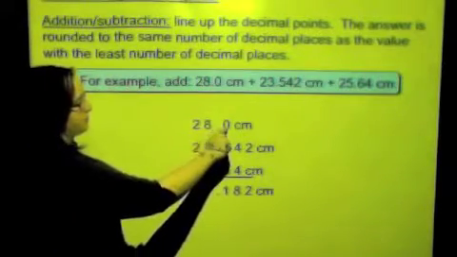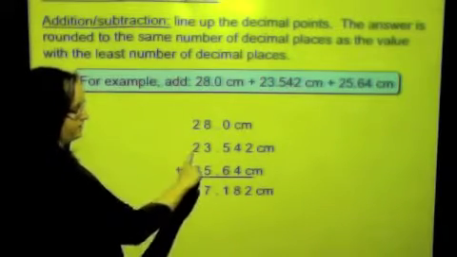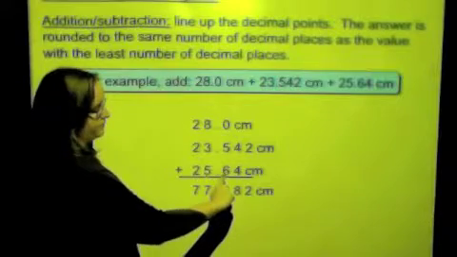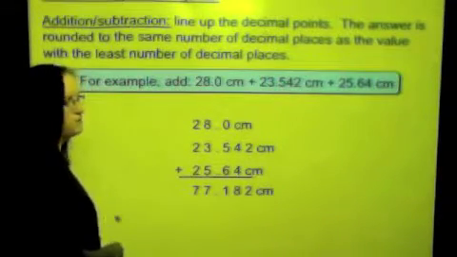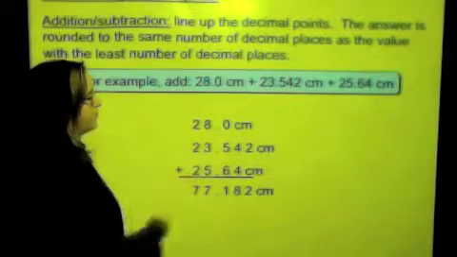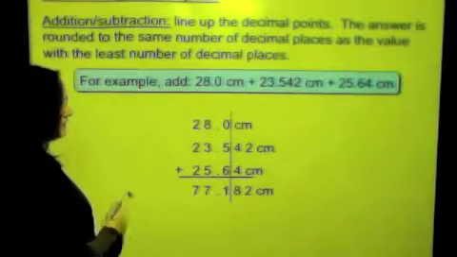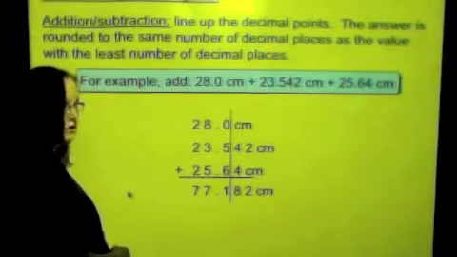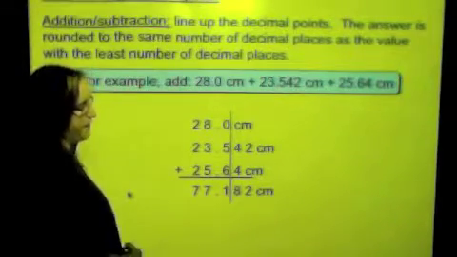So 28.0 has 1 decimal place. 23.542 has 3. 25.64 has 2. So what is the least amount of decimal places? That's going to be your 28.0. This means that your final answer can only have 1 decimal place. So that means you're going to chop it off at that 1.